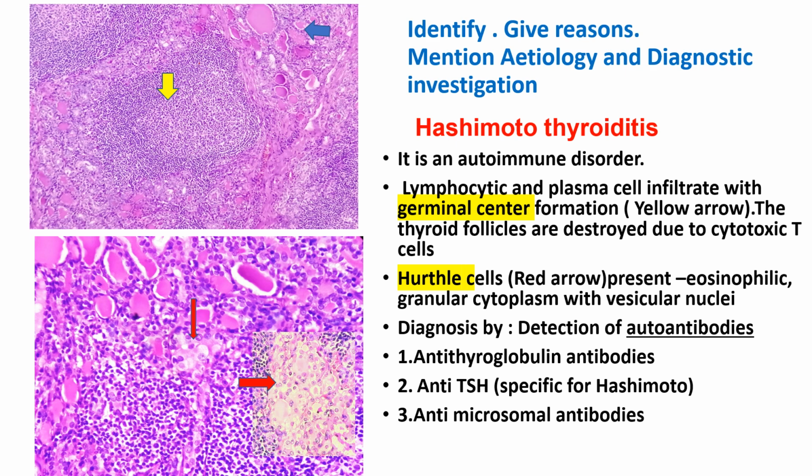Autoantibodies are of three types: anti-thyroglobulin antibodies, anti-TSH antibodies specific for Hashimoto's, and antimicrosomal antibodies. So you see the thyroid follicles atrophic, lots of lymphoid follicles, and then ask for the anti-thyroid antibody to confirm the diagnosis of Hashimoto's thyroiditis, right?